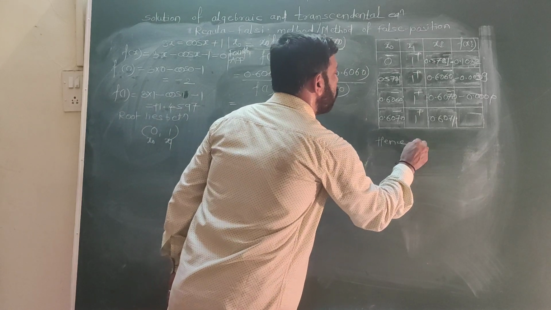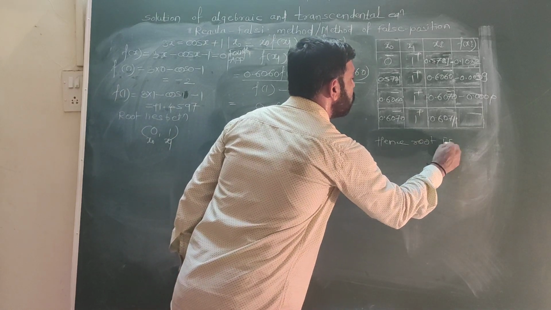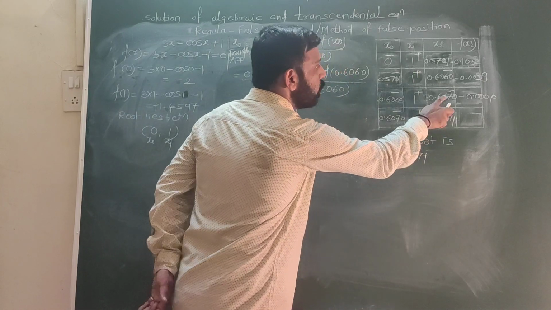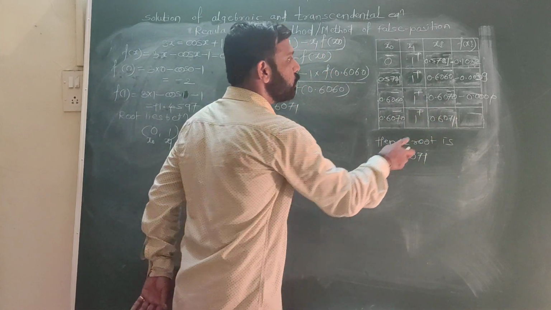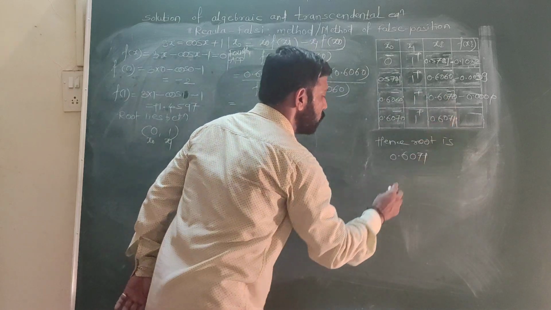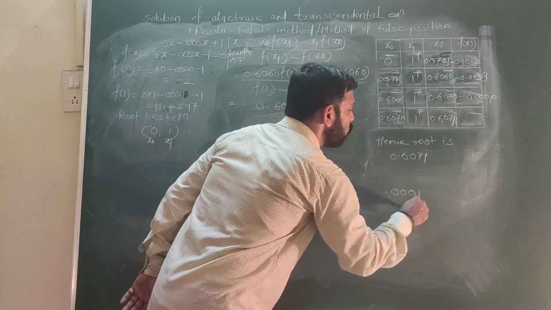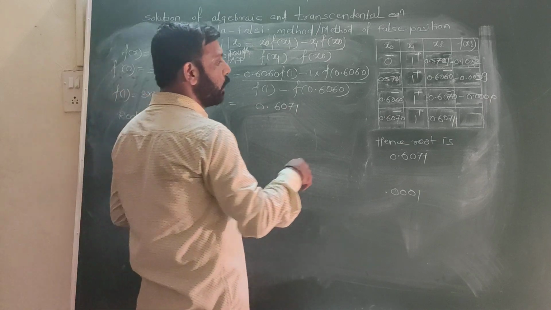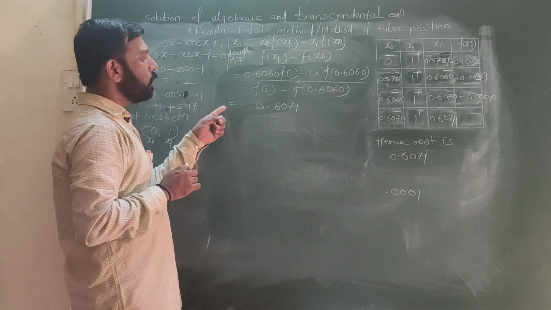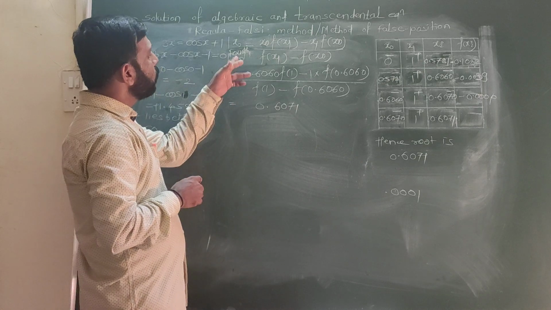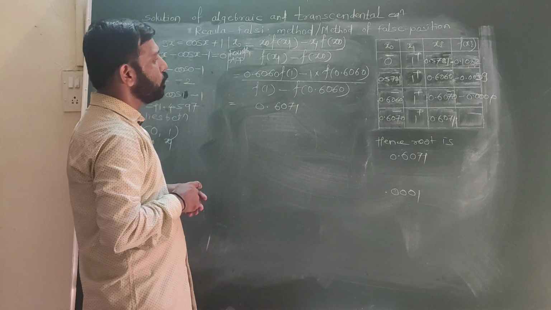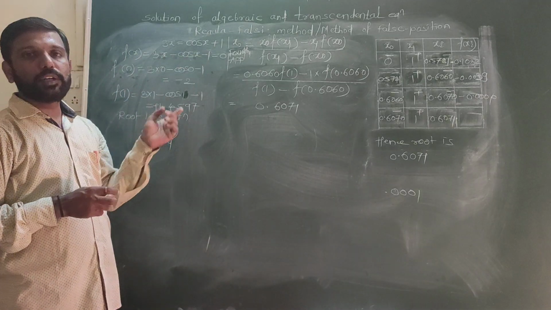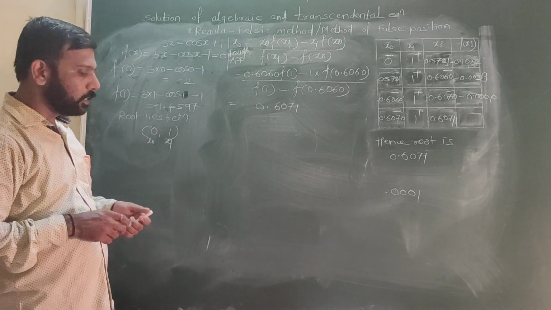So here we'll write down, hence root is 0.6071. See here, these are the two consecutive approximations. The difference between these two is 0.0001, and that difference is negligible, so we are not going ahead to find the fifth approximation. So we completed four approximations. This transcendental equation we solved by using the Regula Falsi method.